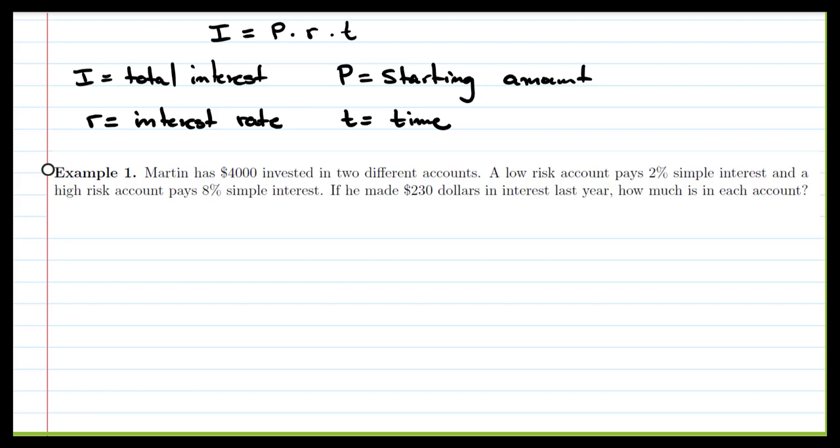So whenever we're trying to use a model, we need to figure out what it is we're trying to find, so what is our unknown, and we need to assign it a variable. So we're supposed to find out how much money is in each account. So let's let X be the amount invested in the low-risk account.